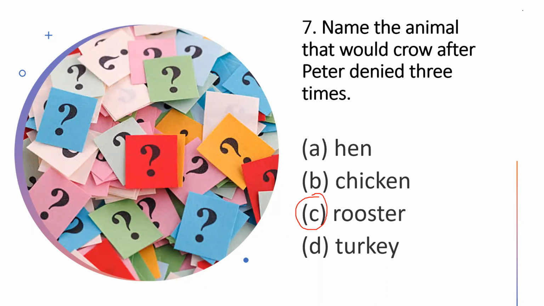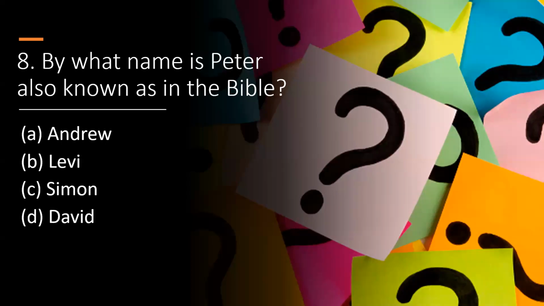All right, number 8. By what name is Peter also known in the Bible? Is it A, Andrew, B, Levi, C, Simon, or D, David? By what name is Peter also known in the Bible?